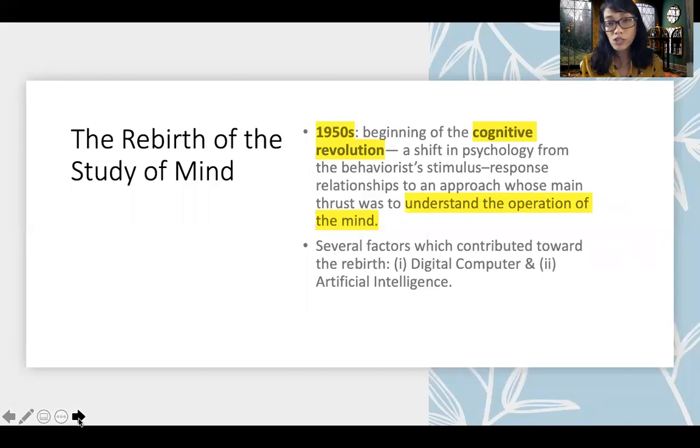But it was not until the decade of the 1950s that the beginning of the cognitive revolution, a shift in psychology from behaviorism to the operation of the mind, finally occurred. Some of the reasons for this rebirth of the study of the mind are the development of technology, the digital computer, as well as the discussion about the topic of artificial intelligence.